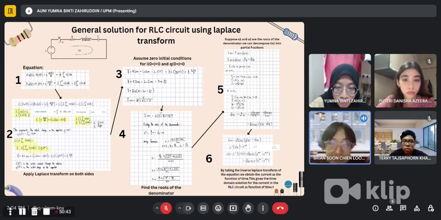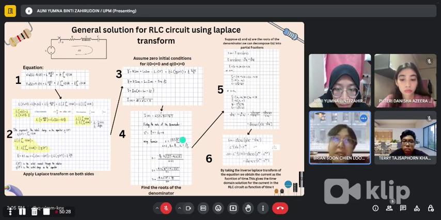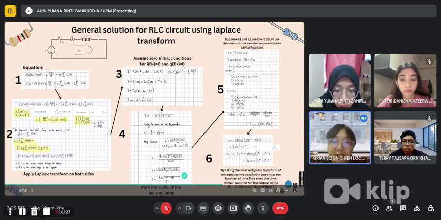So next, the fourth step, from the previous equation, this is just an extra step. We can find the roots of the denominator, S squared plus R over L S plus 1 over LC equals 0. We use the quadratic formula, which is negative B plus minus square root of B squared minus 4AC over 2A. And from the equation, in the end we get S equals negative R plus minus square root of R squared minus 4L over C, over 2L.